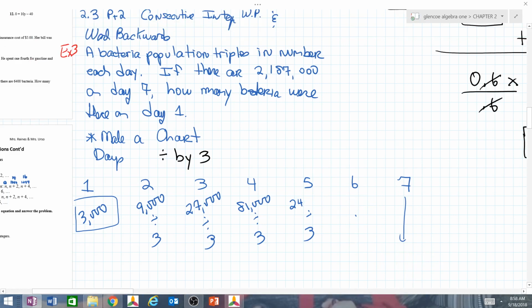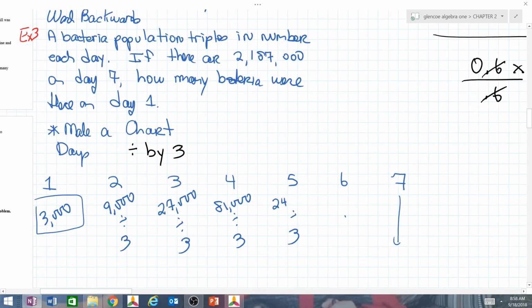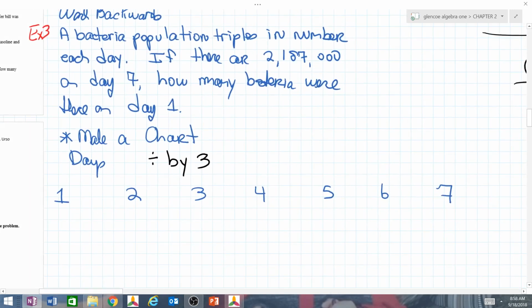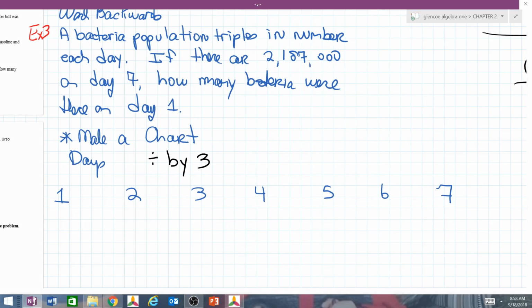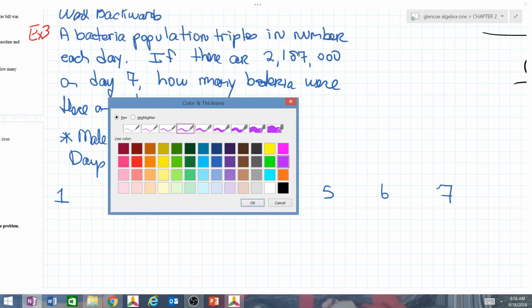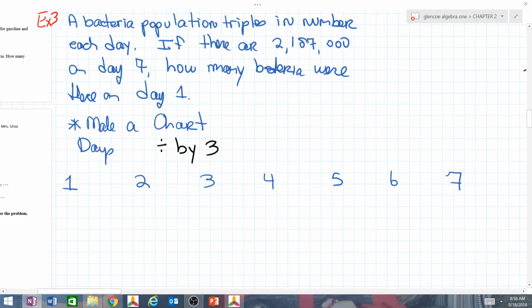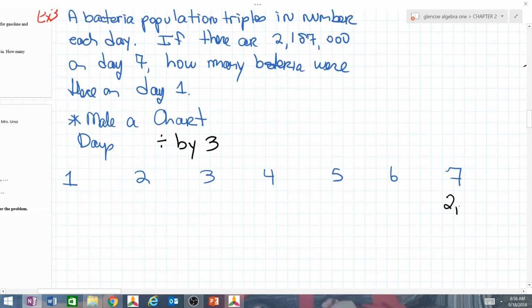Okay, there was a bacteria population that tripled in number. On day 7, there were 2,187,000 bacteria. How many bacteria were present on day 1? So what we went ahead and did was we made a chart, and we numbered the chart by days. So on day 7, there were 2,187,000 bacteria. Is everyone with me?